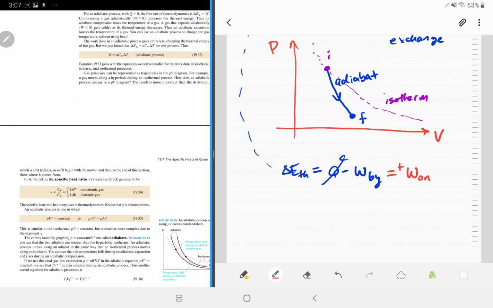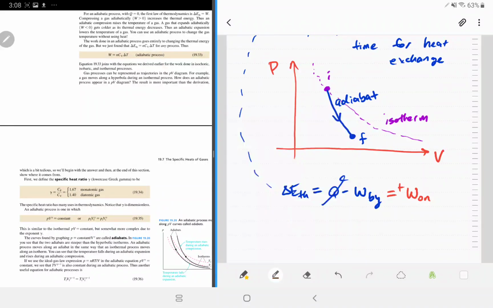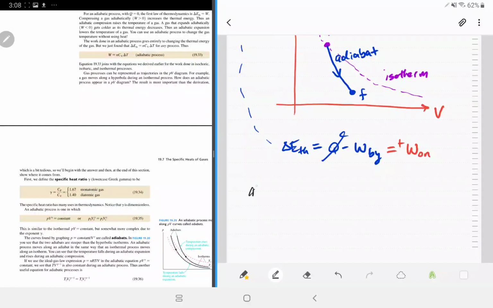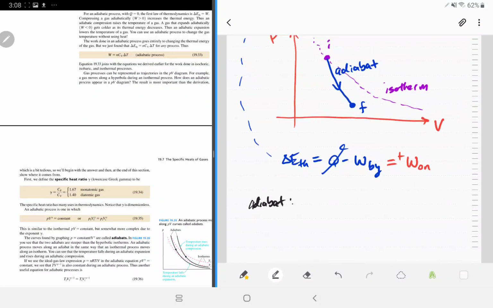Something I want to mention here is that for an adiabatic process along an adiabat, it's not the case that PV is a constant. The temperature is not constant, so the product of P times V is not constant. Instead, we have PV to some power equal to a constant for every point along that path. If you take the pressure at that point and multiply it by V to the gamma, where gamma is a number, that's going to be a constant for every point along this path.